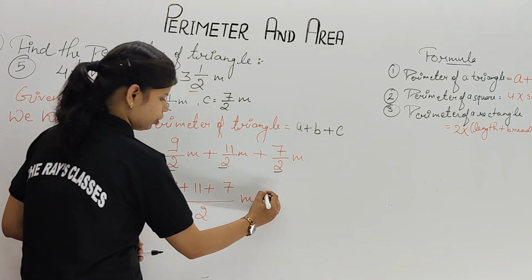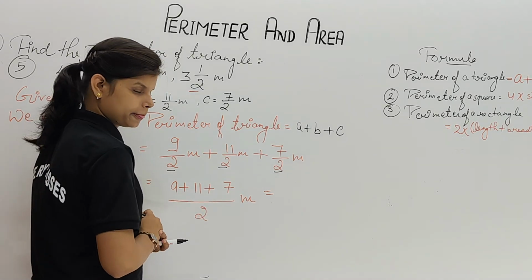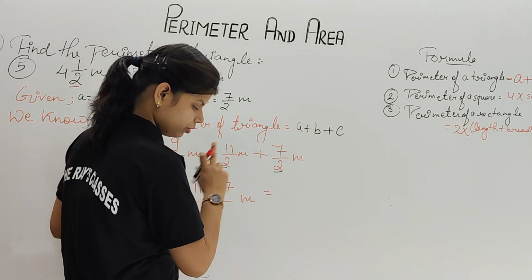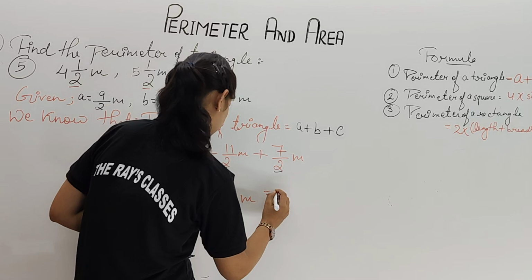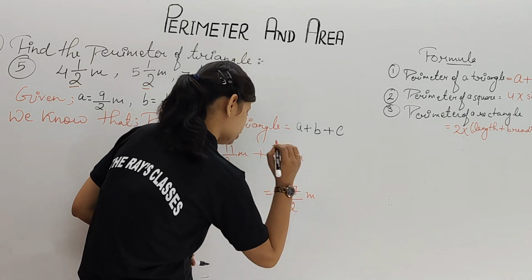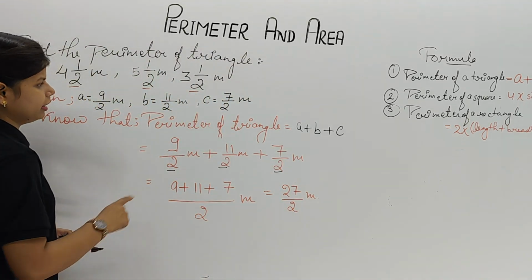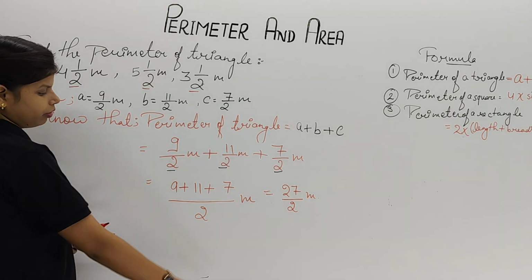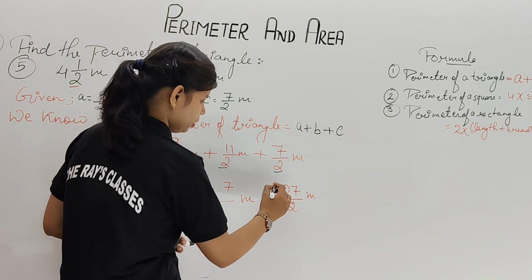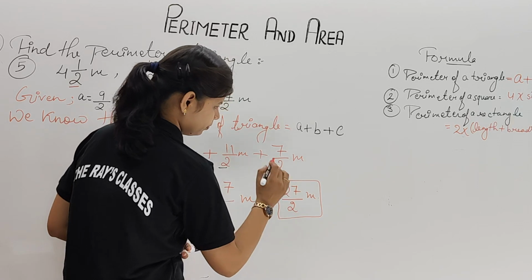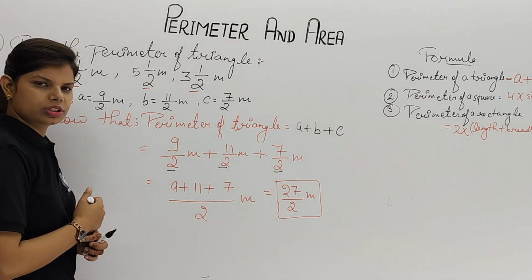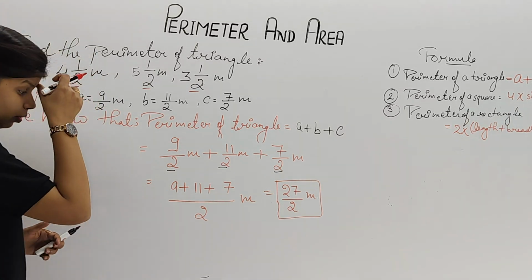Now after adding these terms, what will you get as an answer? 11 and 7, 18, 18 and 9, you just give your answers. 27 upon 2 meter. So what is the perimeter of a triangle in this case when you have the fractional term? The perimeter of the triangle in fractional term will be 27 upon 2 meter. Clear? This will be your answer. So children, this is another form of pattern that we have to find while dealing with this. This type of questions can also be asked. Clear?